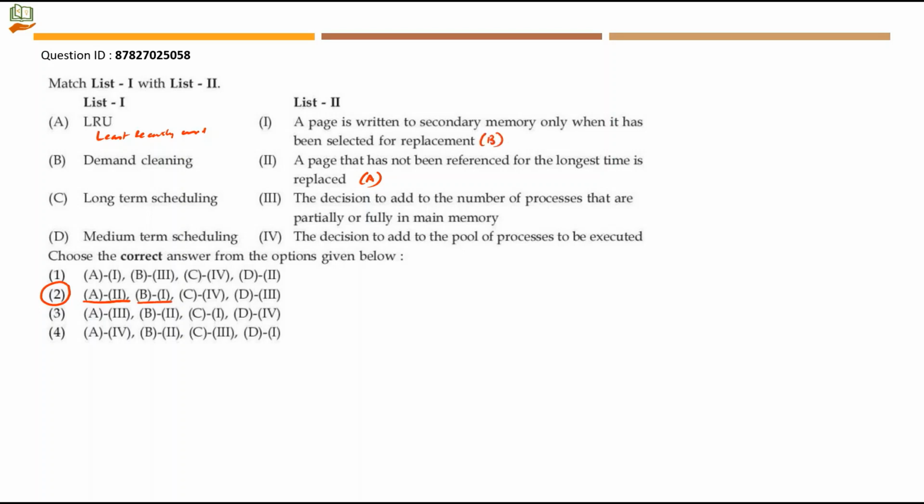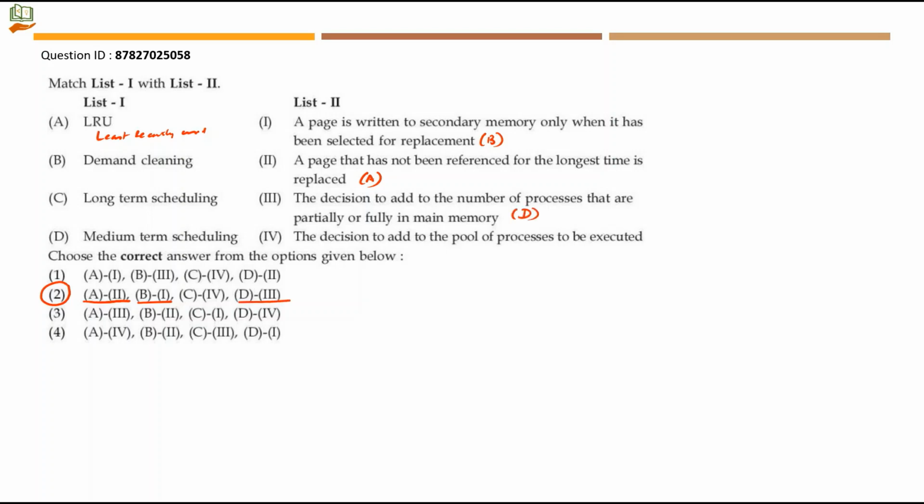What is long-term scheduling and what is medium-term scheduling? The decision to add to the pool of processes to be executed is given in 4. The decision to add to the number of processes that are partially or fully in main memory is given in 3. Regarding the words, medium is something that is going to happen in a short time. Long term is it will take a long time to happen. A process is partially or fully in memory and the decision to add to the number of processes can be medium term scheduling. So in that way D is mapping to 3.